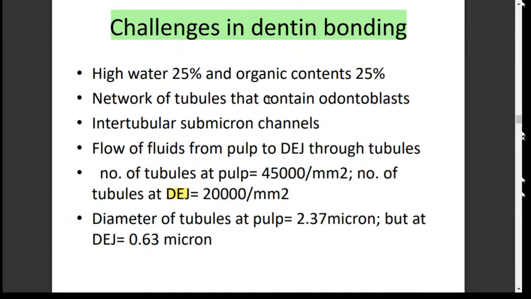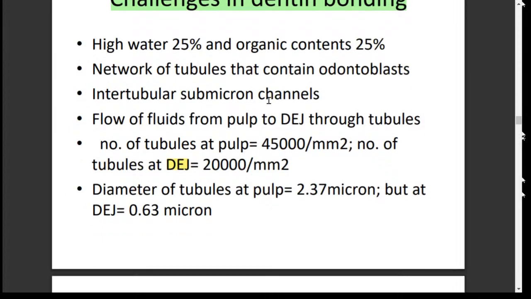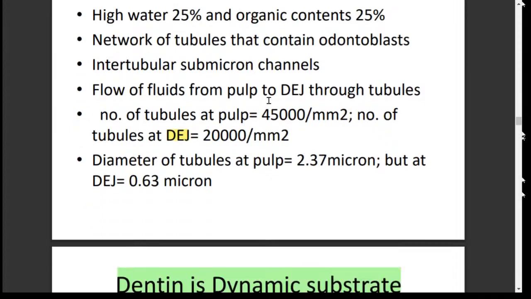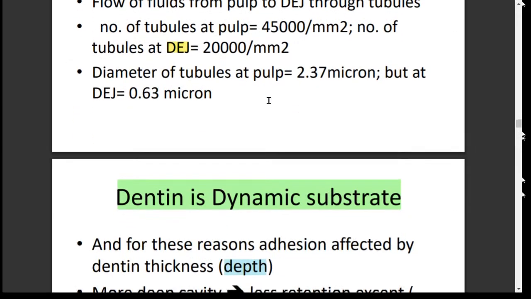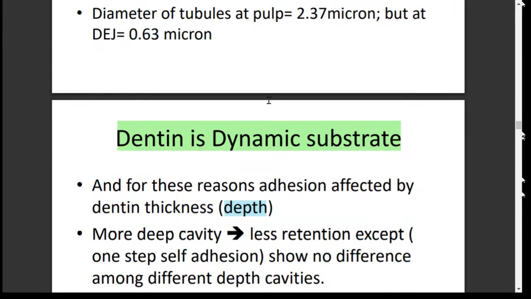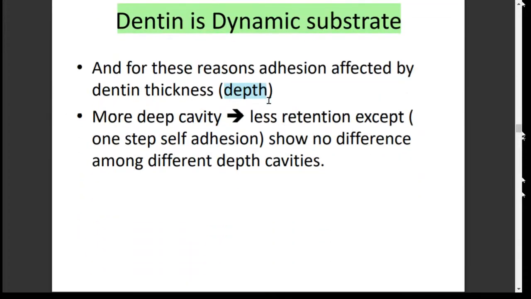Next slide, challenge in dentin bonding: high water content 25% and organic contents 25%. This is all a review of this lecture, of course. And this is a challenge in dentin bonding. Network of tubules. The dentin-enamel junction is easier to bond than near the pulp, being only 20,000 tubules per square millimeter with a smaller 0.6 micron diameter.